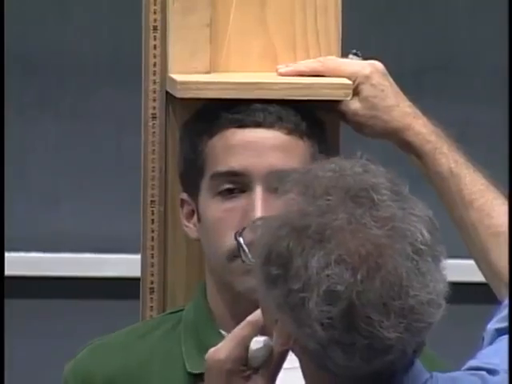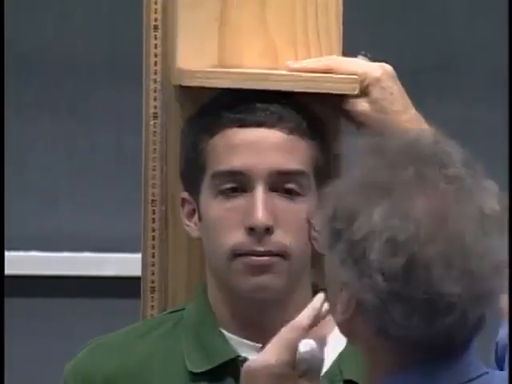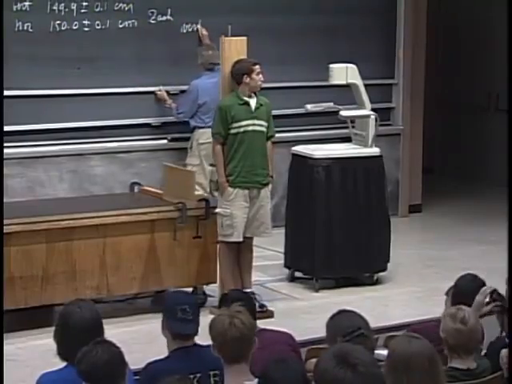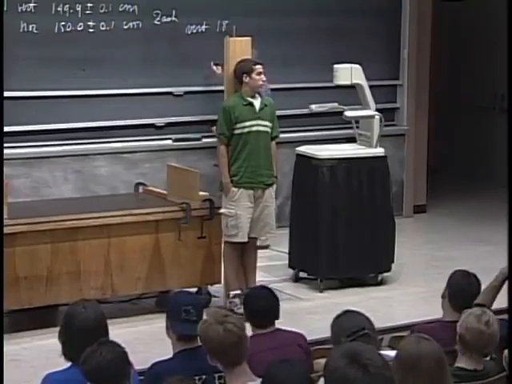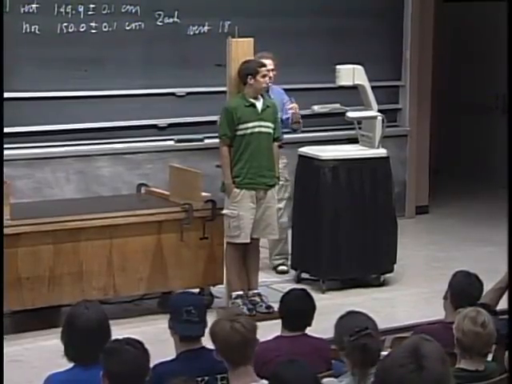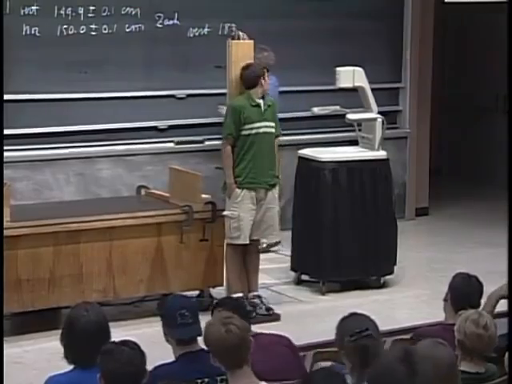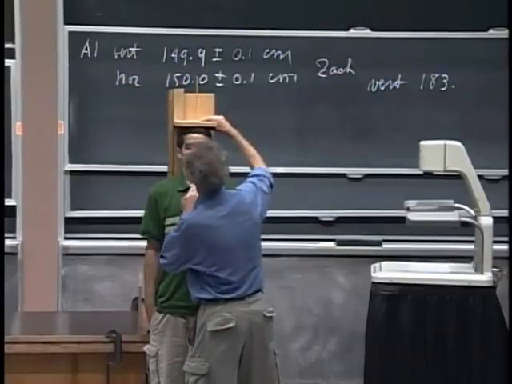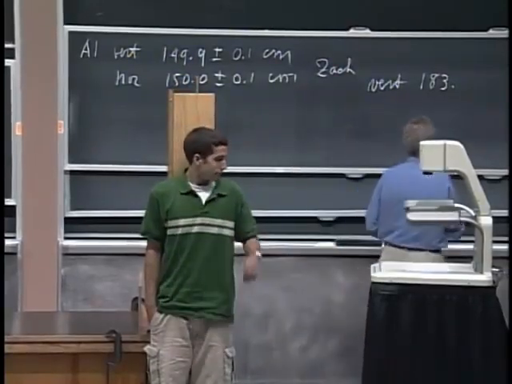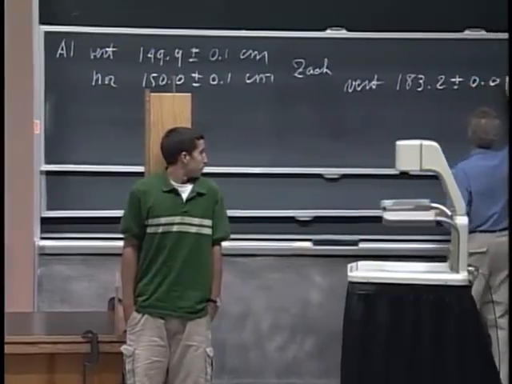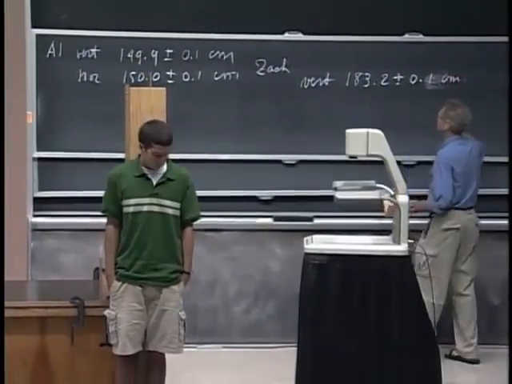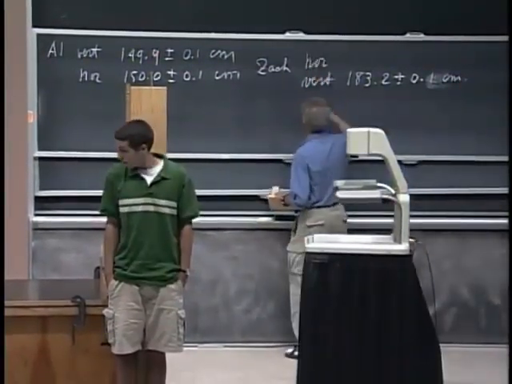Okay, 183.2. Stay there, don't move. This is vertical. What did I say, 180? 0.2, okay. 183.2, yeah. And an uncertainty of about 0.1 centimeters. And now we're going to measure him horizontally.